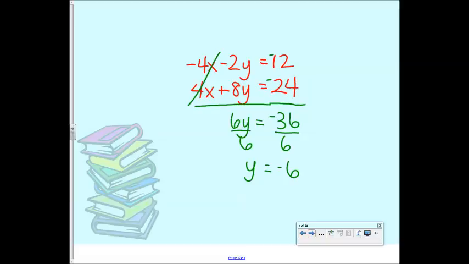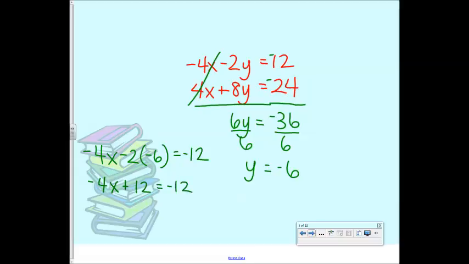Okay? What's the last thing you have to do? Plug it back in. To which equation? Top, bottom, or either? Either. Whichever one you want. So Des, pick one for me. 1 or 2? 1? Okay. So negative 4x minus 2 times negative 6 equals negative 12. What's negative 2 times negative 6? Positive 12. So that becomes negative 4x plus 12 equals negative 12.